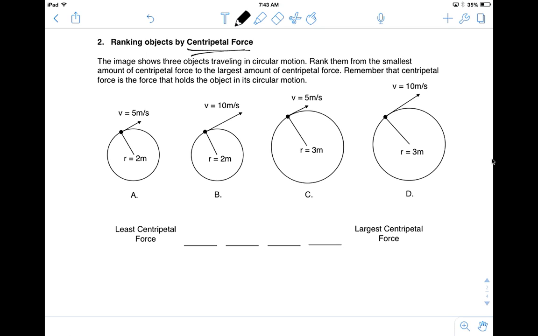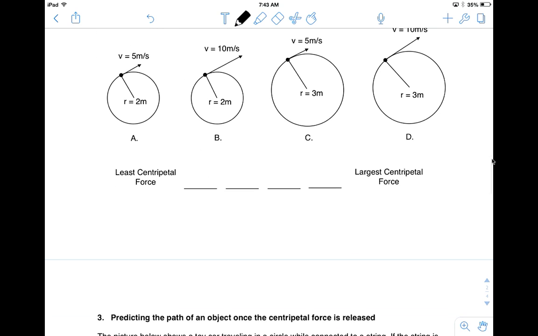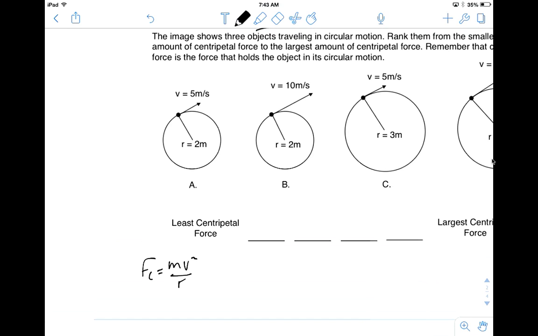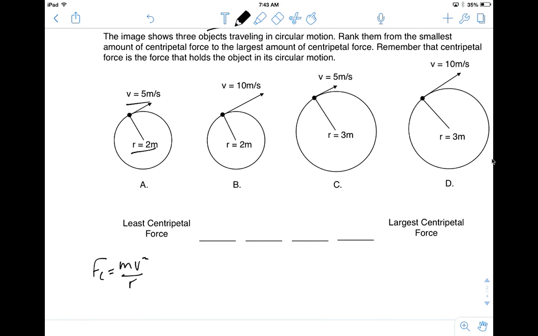And so we have to go back and we have to think about, here I'll write it down here so I don't get confused, the centripetal force equation. So remember that Fc equals mass times velocity squared over, what is it? Radius, that's right. Okay. So m times v squared over radius. So what they've given us here is a radius and a velocity for each one. So we have to look at how does radius affect centripetal force? Does it make it bigger or smaller? And then how does velocity affect centripetal force? Does it make it bigger or smaller?